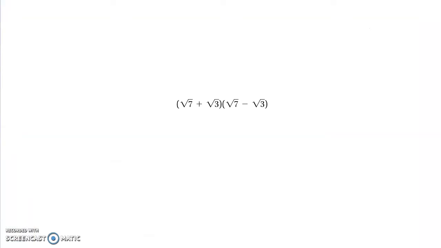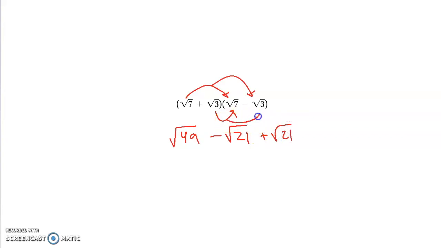Don't believe me? Shame on you. Let's go ahead and show a little work just to prove this. Alright, if we just did regular distribution, square root 7 times square root 7 is the square root of 49. Square root 7 times negative square root 3 is negative square root 21. Square root 3 times square root 7 is positive square root 21. And square root 3 times negative square root 3 is negative square root 9.